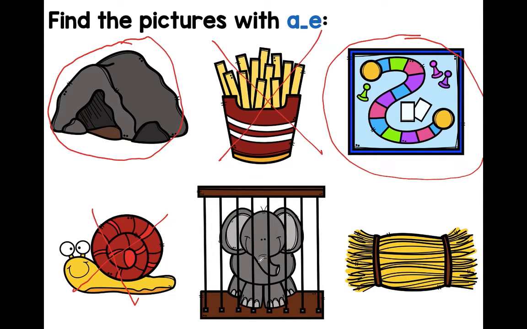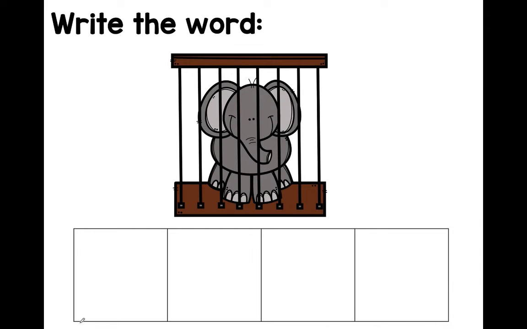How about cage? Cage. Yes. And then hay or straw does not have a blankie. So we're just going to do that. Okay, perfect. Now write the word for cage.